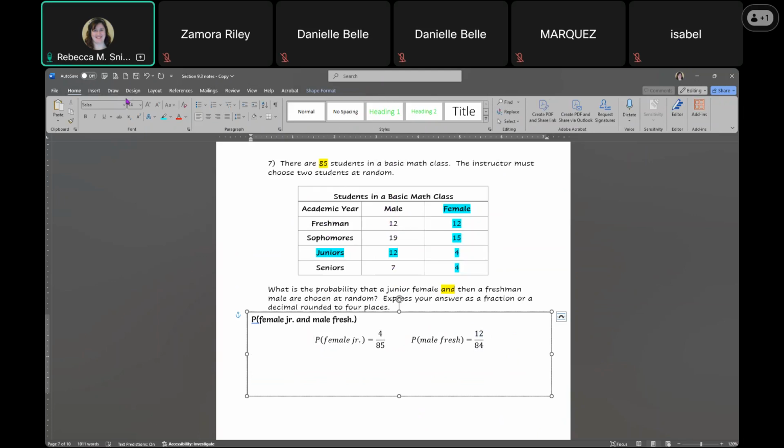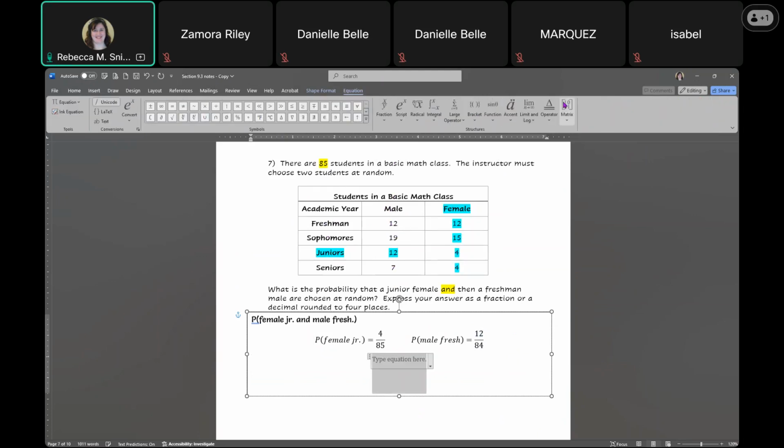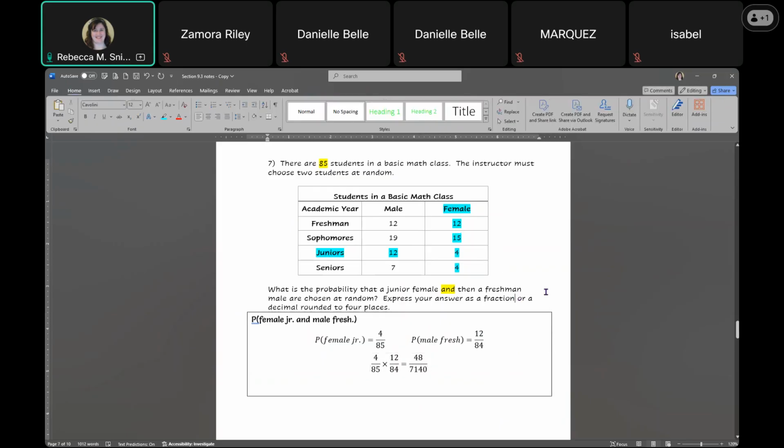To do your multiplication property simply says you're going to multiply these together. So 4 over that 85, and you're going to multiply that by the 12 over the 84. This is going to give you 48 over 7140. And then again, reduce your fraction or give me its decimal answer. Any questions on that one?